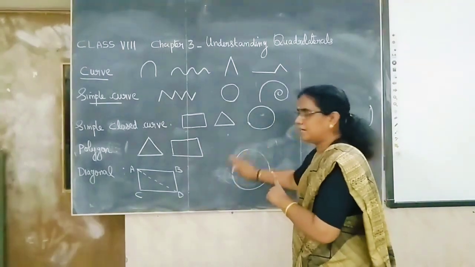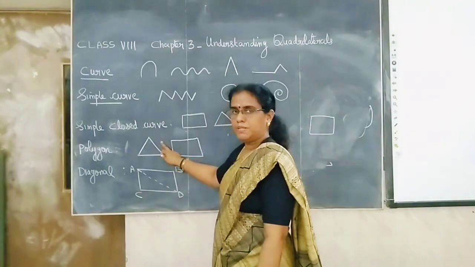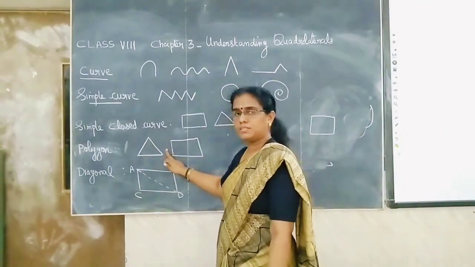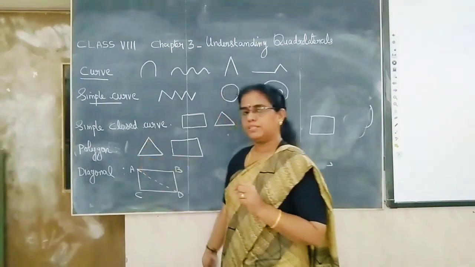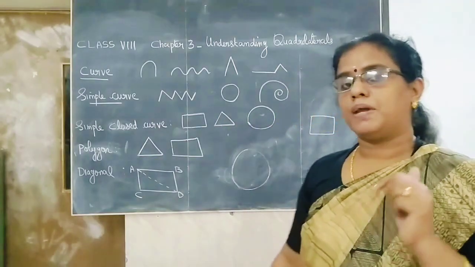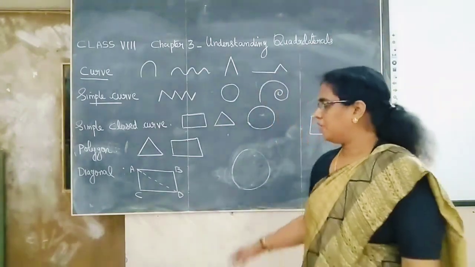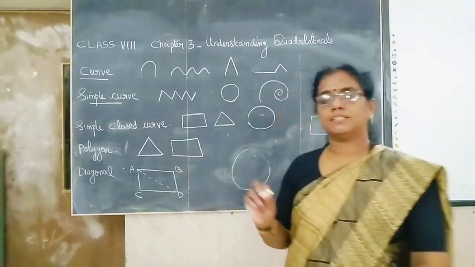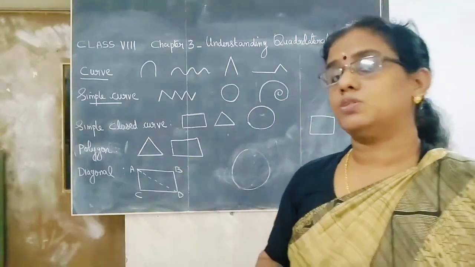So, this is not a polygon. But here it is a simple curve because it does not cross, it is closed also, the starting point and end point are the same, and at the same time, all the sides are made up of line segments. Therefore, it is called a polygon. That is, a polygon is a simple closed curve made up of line segments only.